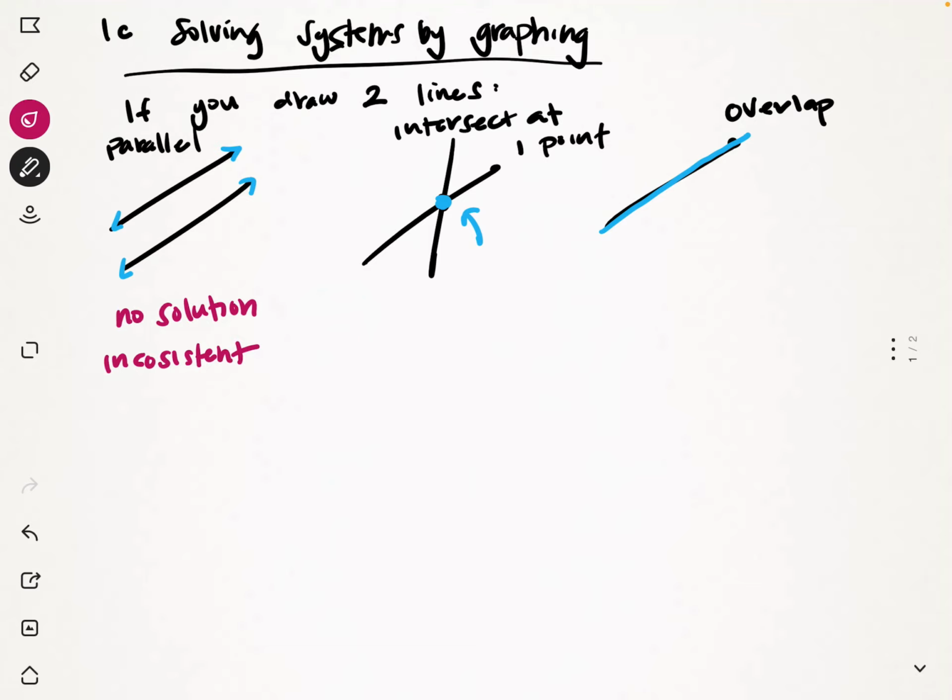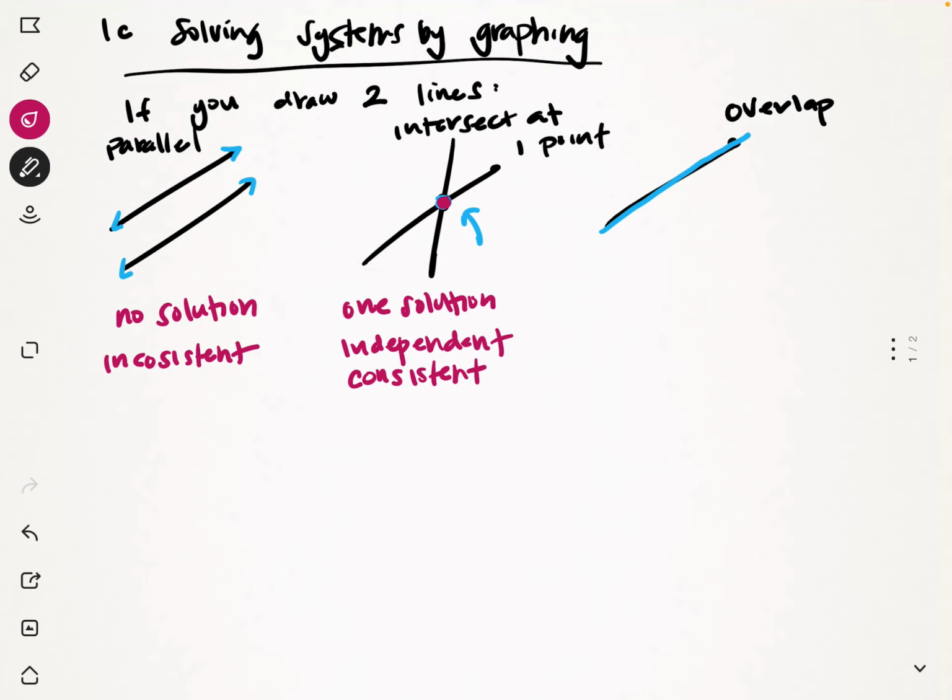Okay, in the second case, if we have an intersection point, then we're going to have one solution, which is at the point. And this one is called a consistent independent solution. Okay, just some terms that they're going to ask you about.